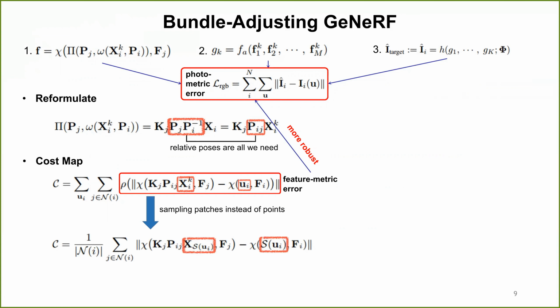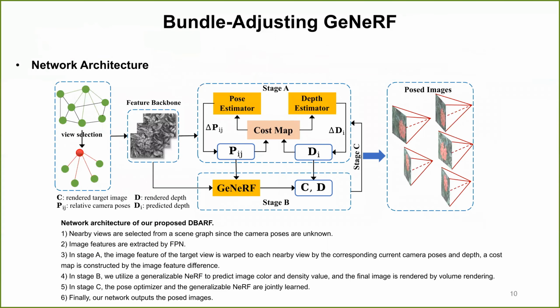This is the network architecture of our proposed method. The input is images and a scene graph. Nearby views are first selected from a scene graph since the camera poses are unknown. Then, image features are extracted by FPN. In stage A, the image feature of the target view is warped to each nearby view by the corresponding current camera poses and depth, and a cost map is constructed by the image feature difference. Camera poses and depth are recurrently optimized by a GRU, which takes the cost map as the input.